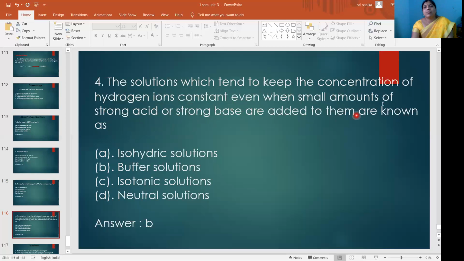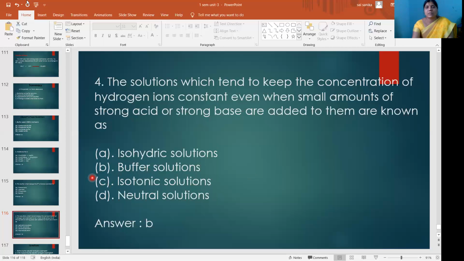So what type of solutions are those called? If concentration of hydrogen ions is not changing, it means its pH value is not changing. That means its pH remains constant. If the pH remains constant when you add acid or base, what are those solutions called? Okay, answer A, isohydric solutions, B, buffer solutions, C, isotonic solutions, D, neutral solution. So among these, first one you haven't heard, no? Third one, no. Neutral you heard. But what is the answer?